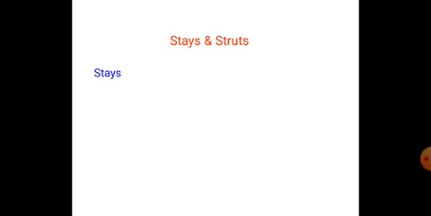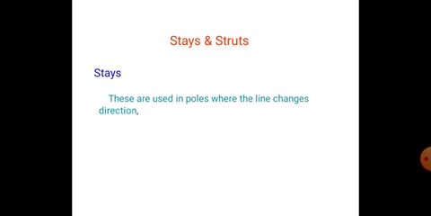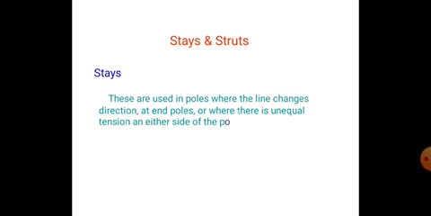Stays and struts. These are used in poles where the line changes direction at the end poles or where there is unequal tension in either side of the pole. Yes, stays or guys both are same. These are used in poles where the line changes direction at end of the poles or dead ends, 90 degrees turns, or where there is unequal tension in either side of the pole.